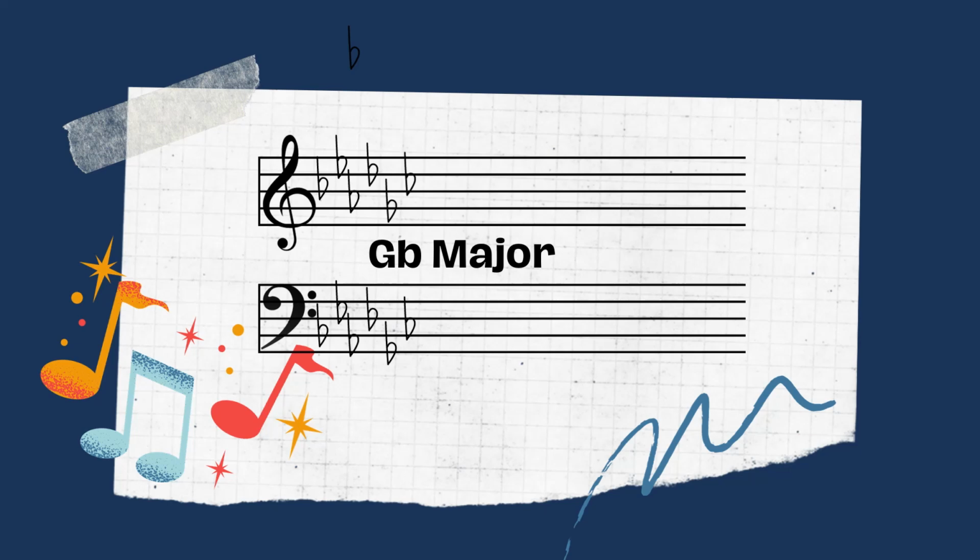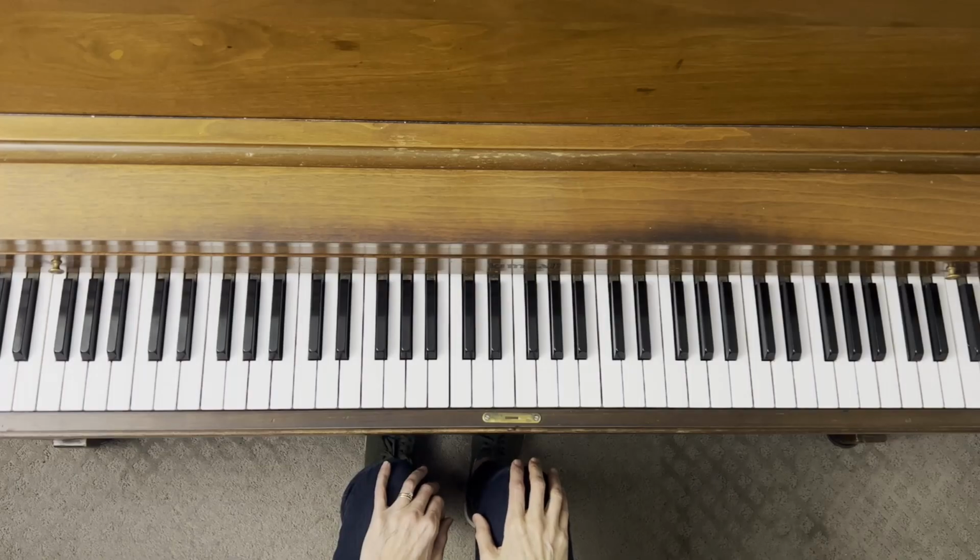So anytime you're in flat keys, you go to the next to the last flat, and that is your key signature. You don't have to go up half a step or down half a step. It is the next to the last flat. So let's look at the tonic and dominant in F sharp major. I'm going to call it F sharp major for now.